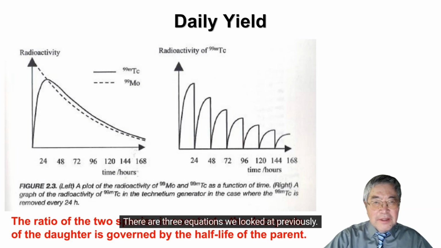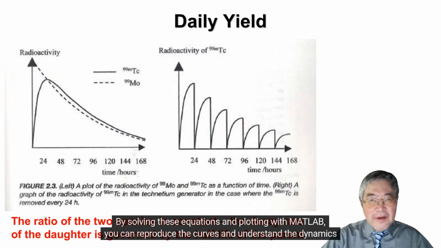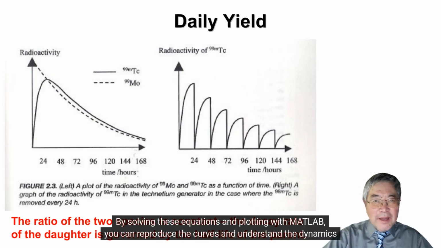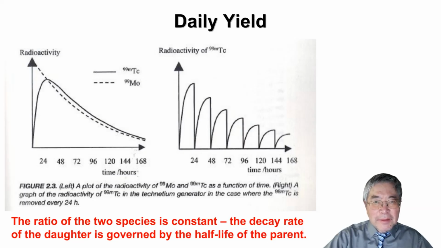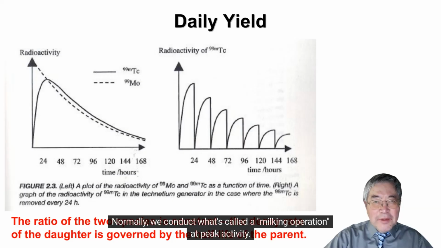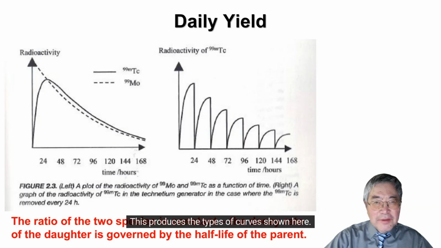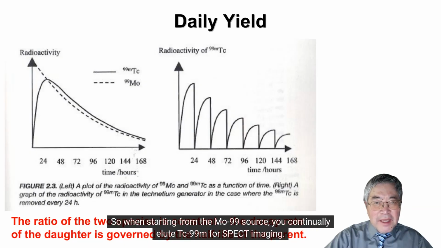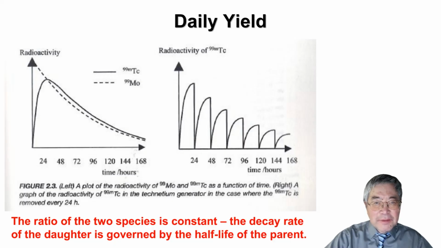There are three equations we looked at previously. By solving these equations and plotting with MATLAB, you can reproduce the curves and understand the dynamics involved. Normally, we conduct what's called a milking operation at peak activity. This produces the types of curves shown here. So when starting from the Mo-99 source, you continually elute Tc-99m for SPECT imaging.